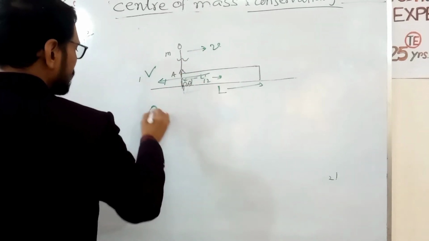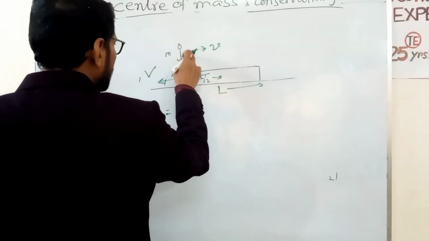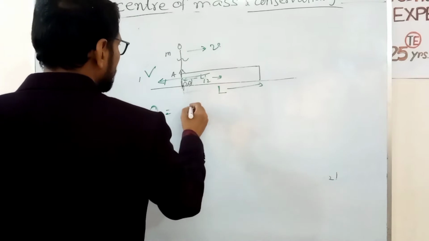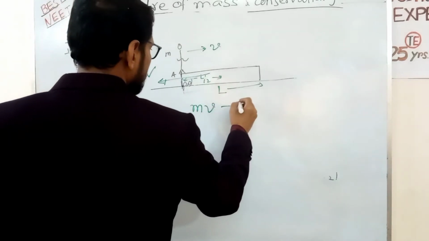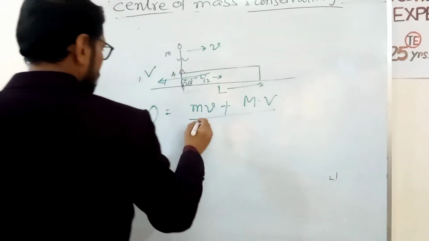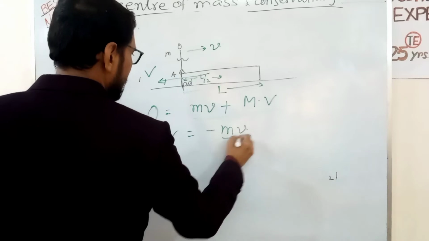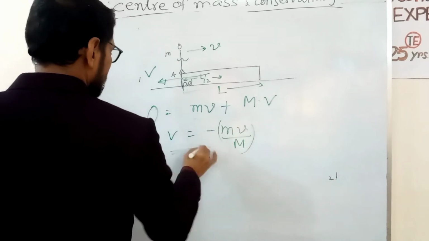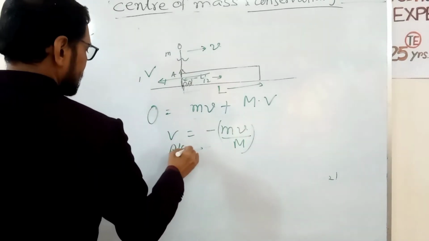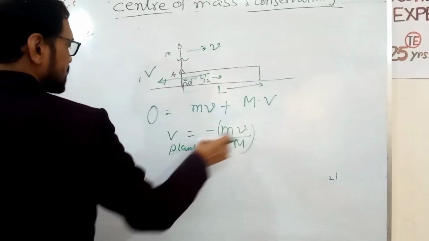The initial total momentum of the system will be zero, because the velocity of both the man and the plank are zero. Now the final momentum is m into v plus M into V. So V equal to minus mv by M. This is the velocity of the plank. So if the man moves with velocity v, then the velocity of the plank will be this.